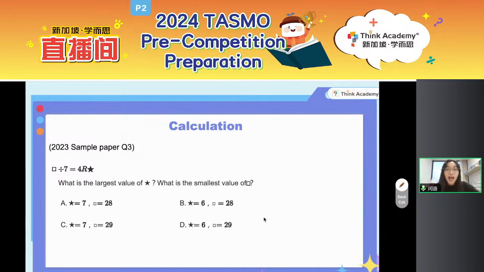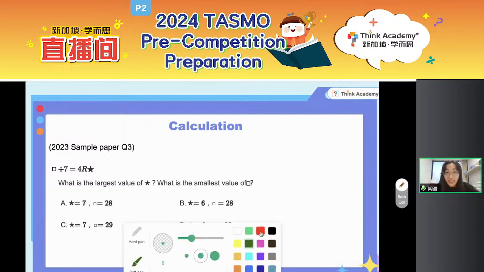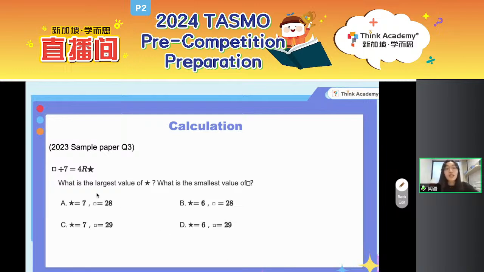Now let's move on. For this part about the remainder, actually many students message me, okay, how can we figure out the star? How can we figure out the square? Okay, so here, firstly, you need to understand there are two questions in this part. Can you see that? The first question is asking you what is the largest value. So here, let's have a look. How can we figure out the largest value?